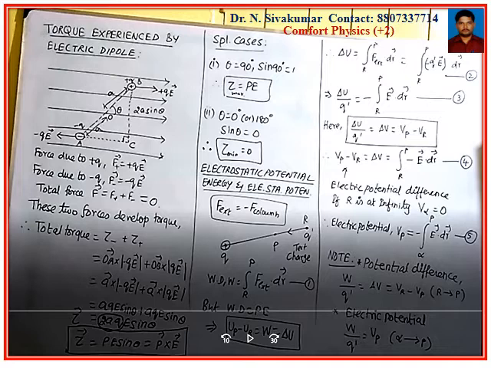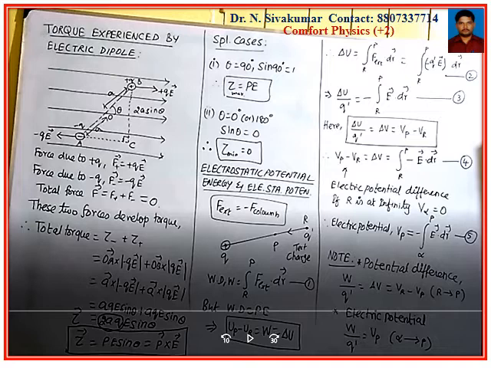Therefore, 2aqE sin theta. But we know 2a into q is the dipole moment, therefore it is p. Therefore, pE sin theta. In complete vector notation, the torque vector tau is equal to p vector cross E vector.